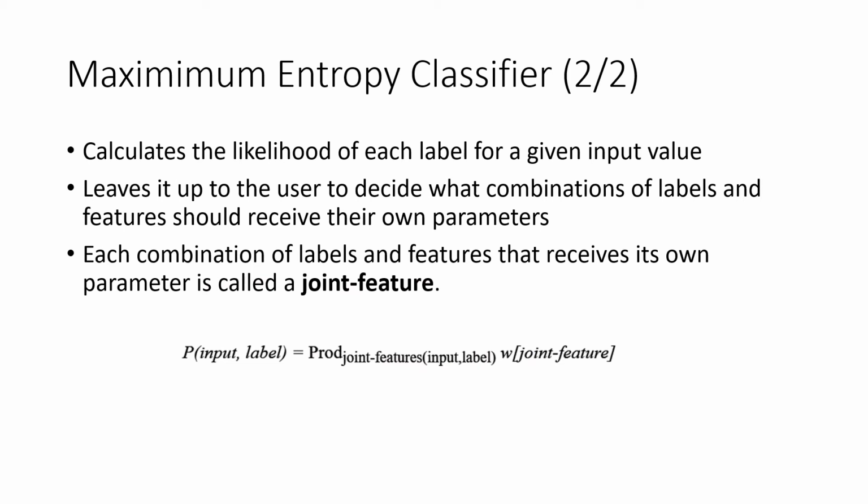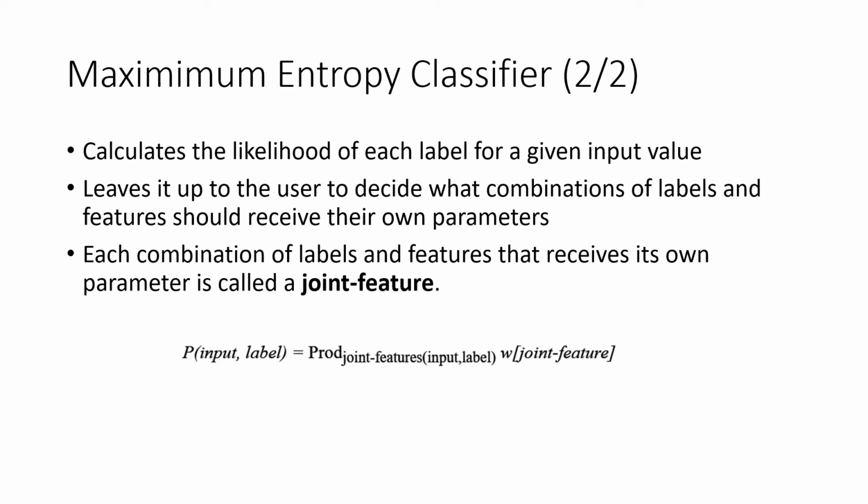The maximum entropy classifier model is a generalization of the model used by the Naive Bayes classifier. Like the Naive Bayes model, the maximum entropy classifier calculates the likelihood of each label for a given input value by multiplying together the parameters that are applicable for the input value and label. The Naive Bayes classifier model defines a parameter for each label, specifying its prior probability, and a parameter for each feature-label pair, specifying the contribution of individual features towards a label's likelihood.